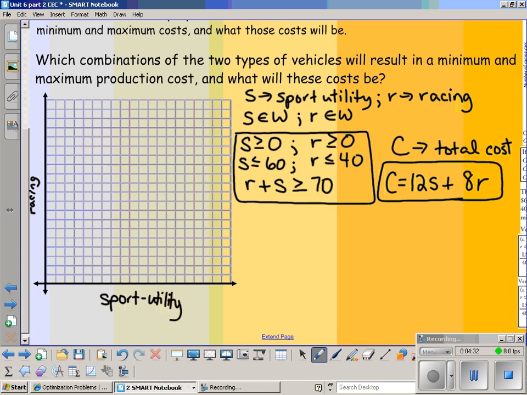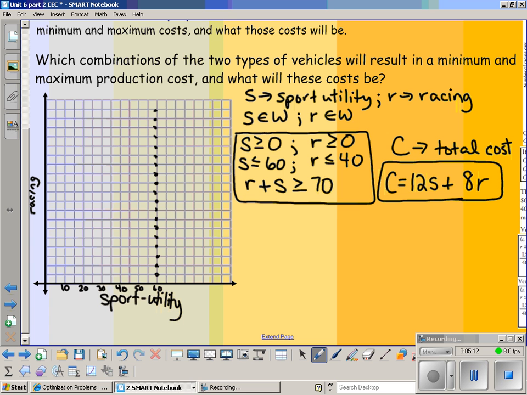So we know that we're going to be in the first quadrant, so we've set our axes on 0, 0. We know that our sport utility has to be less than or equal to 60. So let's say we go up here by 5s. So we'd have 10 here, 20, 30, 40, 50, 60. So we are going to have our line, and it's a stippled region. And we need to determine if we are stippling to the left or to the right of this.